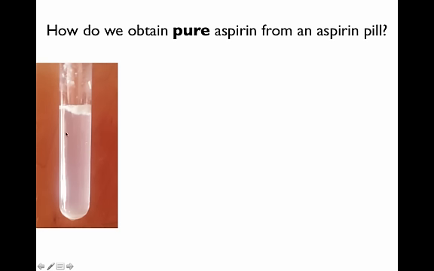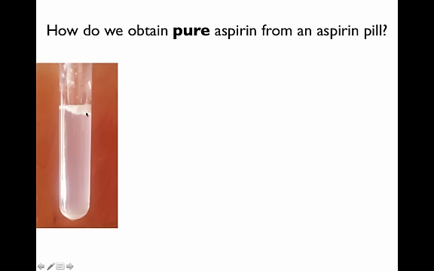So now you can imagine, I want you to think of this liquid as having dissolved some of the fillers in the aspirin pill. It has dissolved the aspirin as well because it's very hot water. But it's still a little bit cloudy because there are other materials that were also embedded in the pill that don't dissolve in water even when it's very hot.